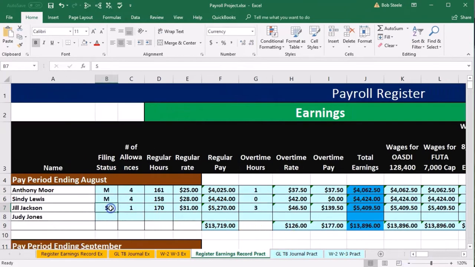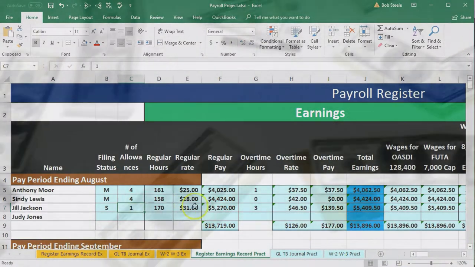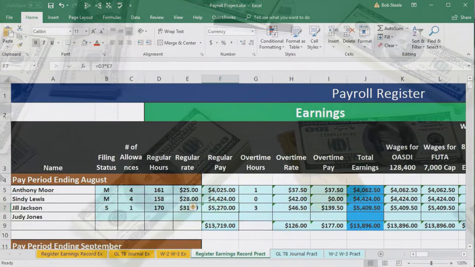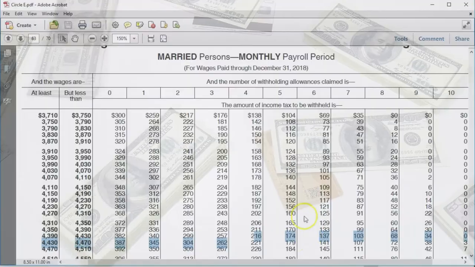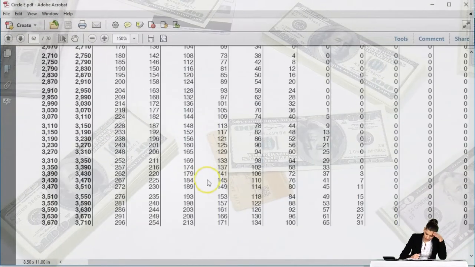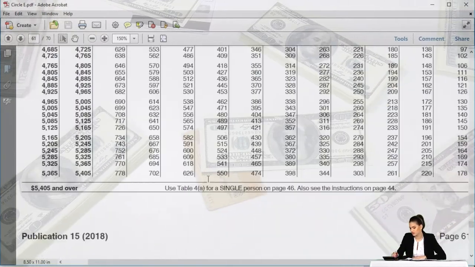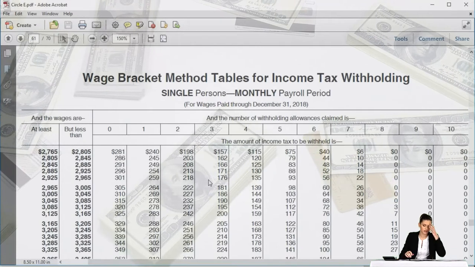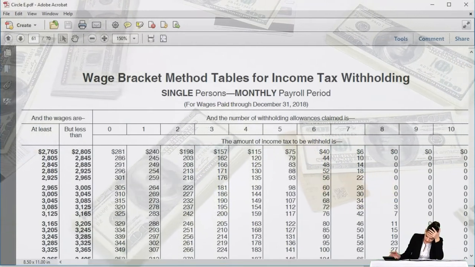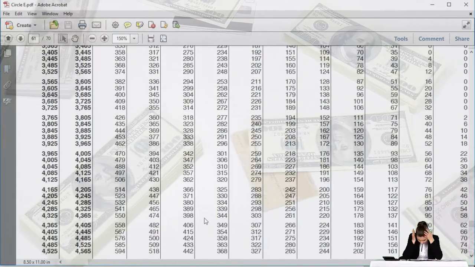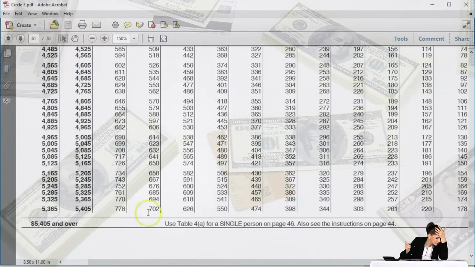So we have the single one and the 5,270 for a monthly pay period. So we're currently in monthly, but it's married. So we're gonna scroll back up to single. All right, so here we are in the singles and we need the 5,409.50. So we're in single.